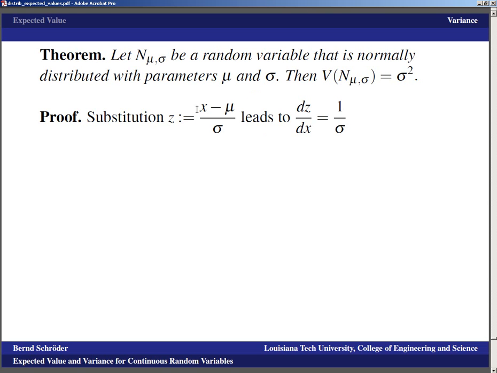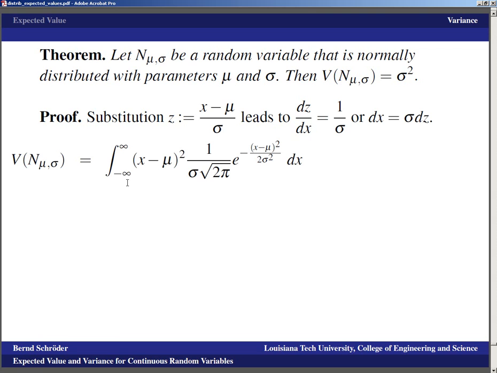So let's remember that the standard substitution for normal random variables is that you set z equals x minus mu over sigma. That gives you dz/dx being 1 over sigma, and then dx equals sigma dz, by multiplying by dx and multiplying by sigma. And so now your variance, therefore, is set up to be the integral from negative infinity to infinity of (x minus mu) quantity squared times the density function dx.